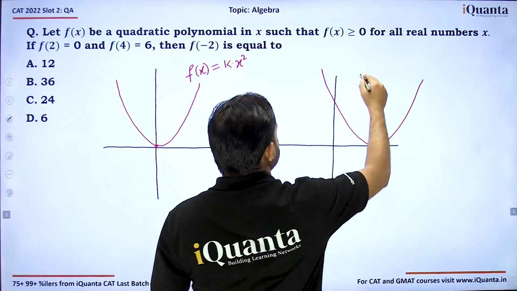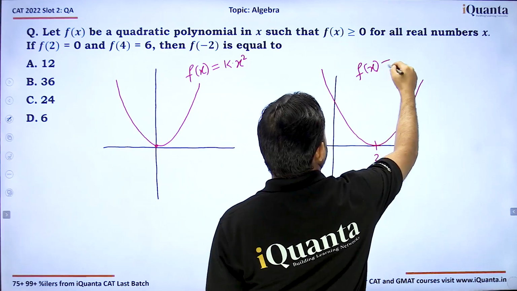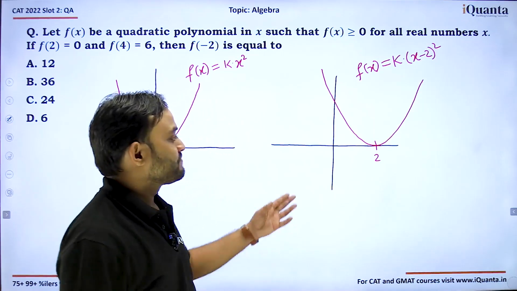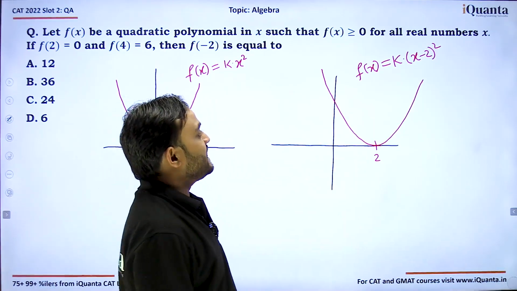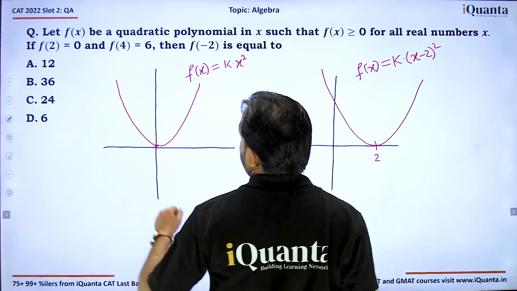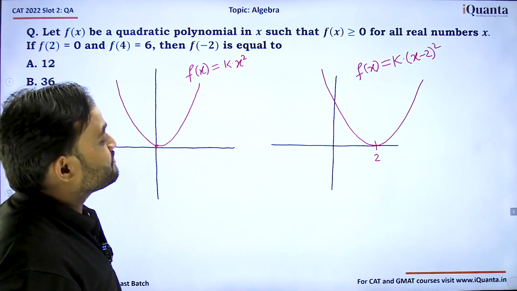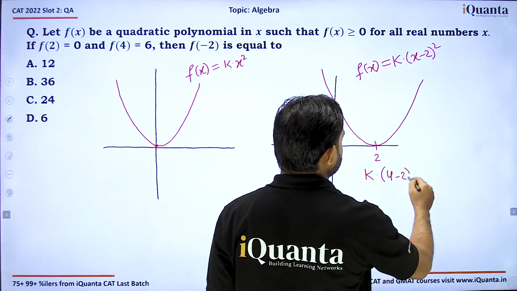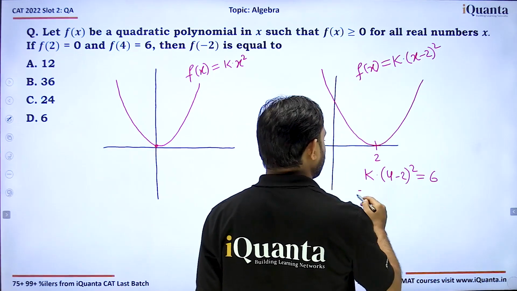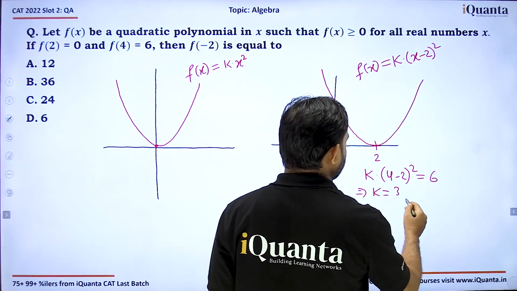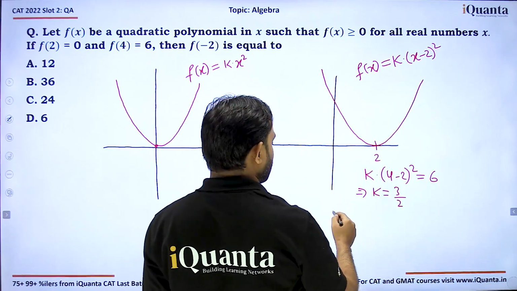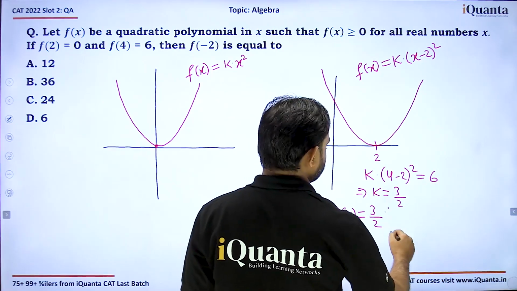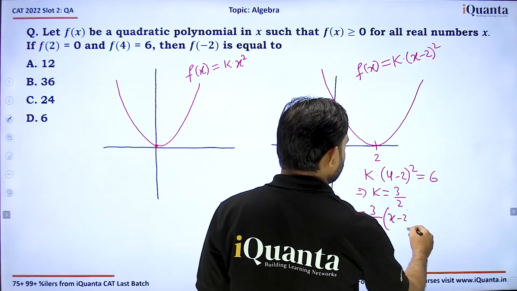This is 2. So here f(x) is equal to k into (x minus 2) whole square, because of this. Now k into (x minus 2) square, we know that for f(4) it becomes 6. So we can say k into (4 minus 2) whole square is equal to 6. This is 4. We can say k is equal to 3 by 2. So now we got our function f(x), which is equal to 3 by 2 times (x minus 2) whole square.